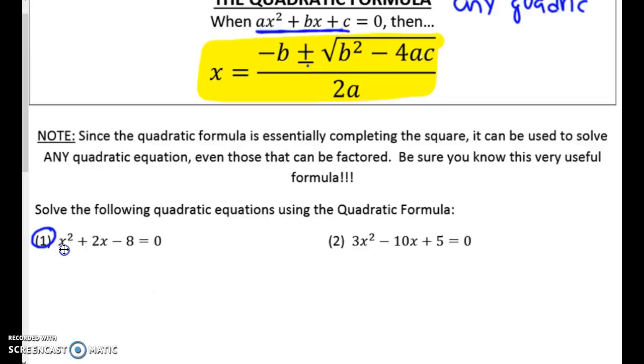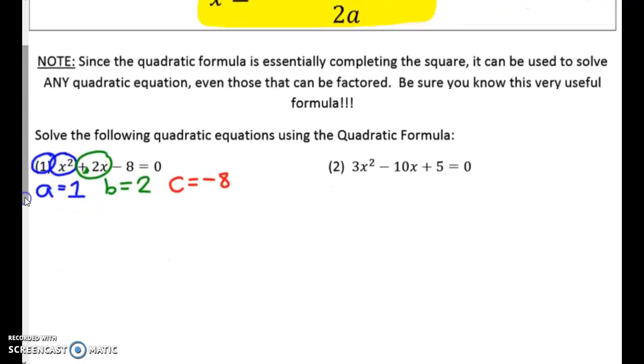So in front of the x squared, there's nothing written here, and so we're going to say that a is actually a 1. Our b, on the other hand, is listed there, and that's going to be a positive 2. Note the plus sign in front there. And lastly, my c, because it's a minus 8, that means my c is going to be negative 8. So this is where our quadratic formula is going to come from. So let's take a look at the formula here once again.